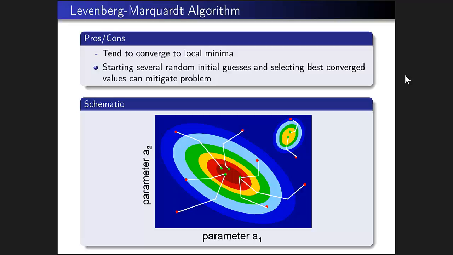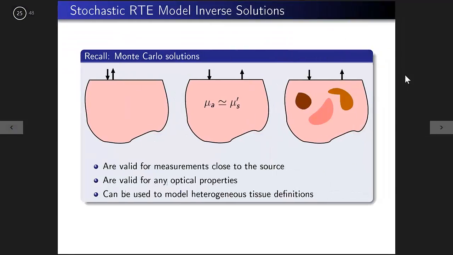We actually, in optical tomography, use a kind of similar process, and maybe that'll help hit it in a different way. We've discussed how great Monte Carlo solutions are: they can handle any geometry, small source detector separations, scattering and absorption on the same order, and very complex tissues. So there was a desire to try to solve an inverse problem using Monte Carlo solutions.